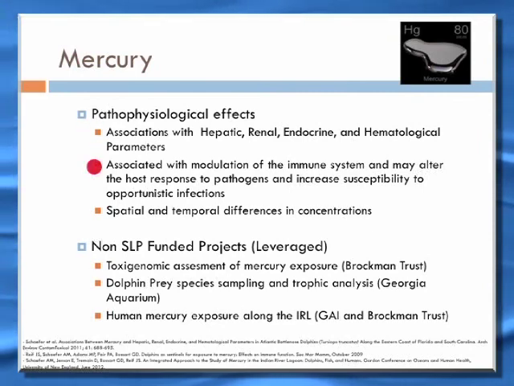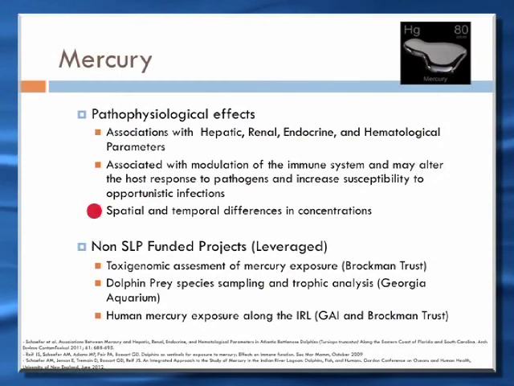Basically, it suggested that these animals have a reduced capacity to mount an immune response when they're exposed to a variety of pathogens. And that's all associated with high-end mercury exposure. But again, we're trying to tie that into some of the other chemical contaminant exposure as well. And we've also done some basic spatial and temporal work to, again, look for potential hotspots in the lagoon.